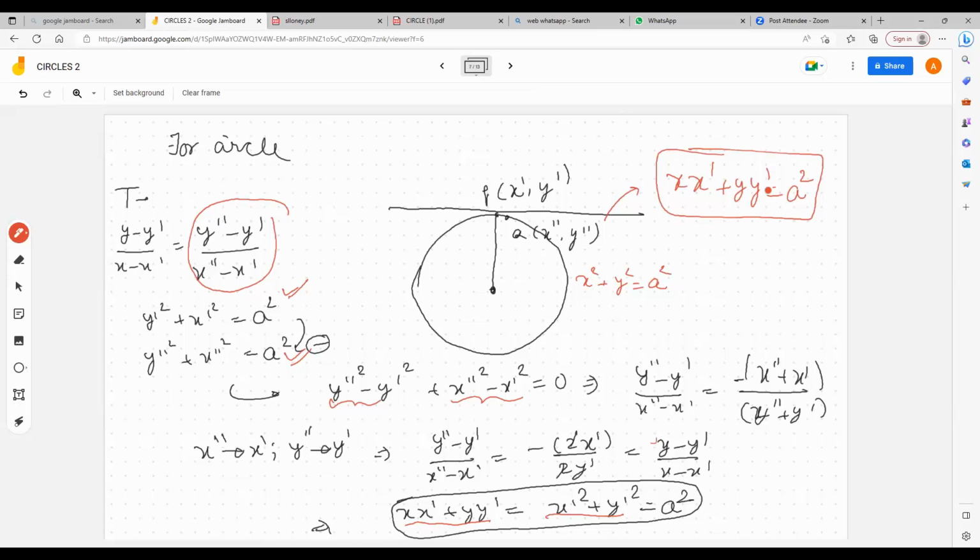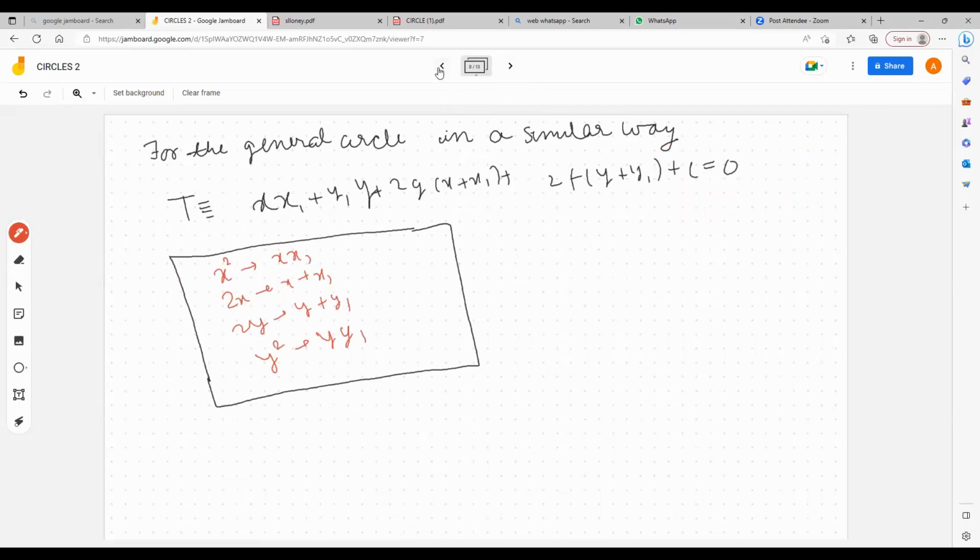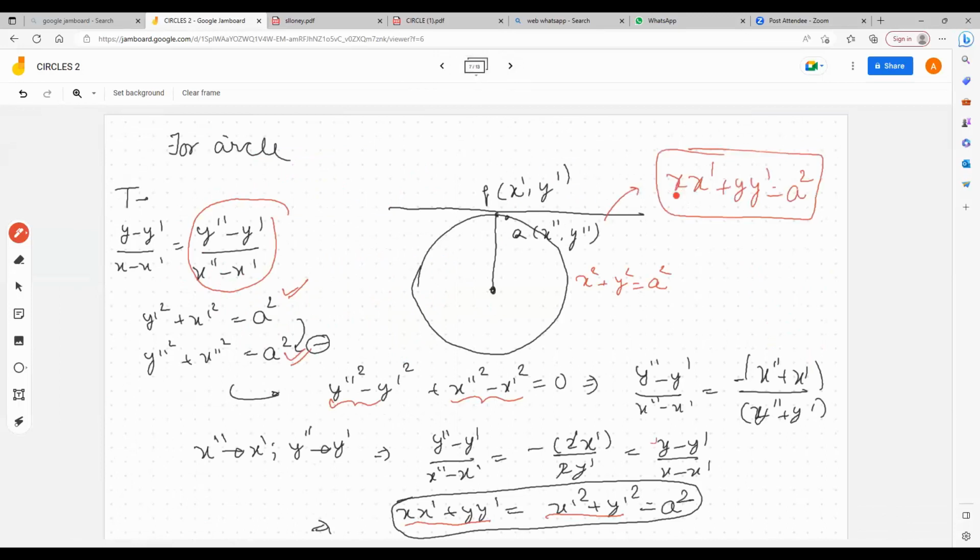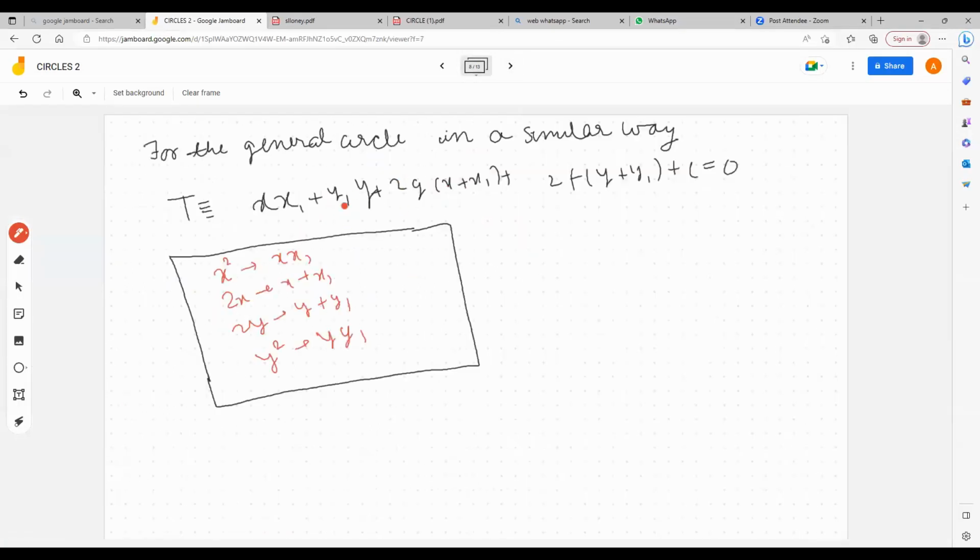So this was the equation of the tangent to a circle at (x', y'), where the equation of the circle was x' square plus y' square equals a square. Now if we talk about a general circle, in a similar way, what we did here with center (0, 0), we can replicate with center (minus g, minus f). The entire derivation is going to be the same with some more lengthy calculations. And what we will be getting is x x' plus y y', which was the same in our earlier equation, plus g(x plus x') plus f(y plus y') plus c equals 0.